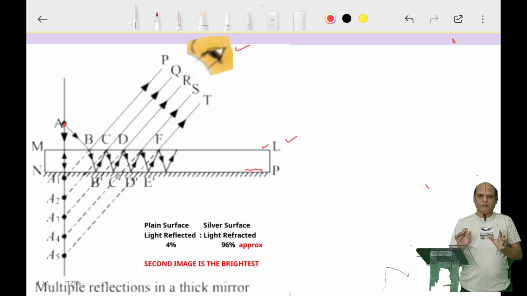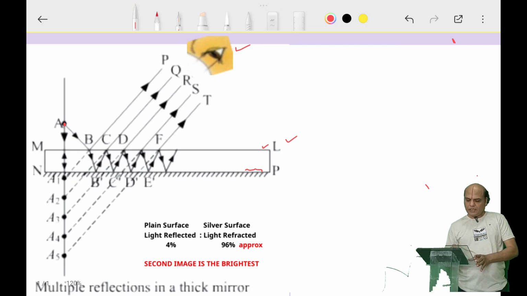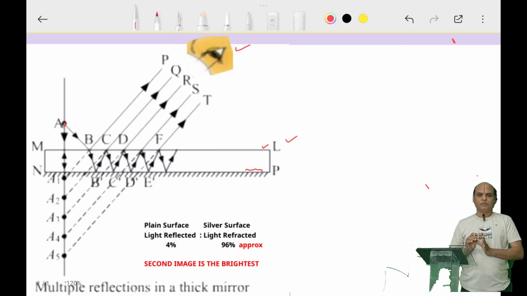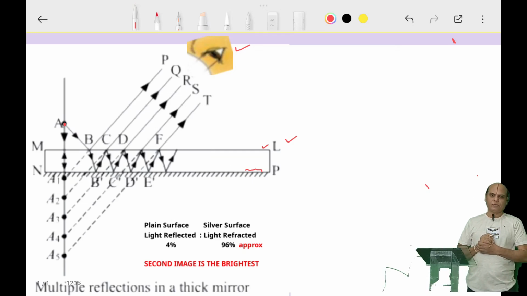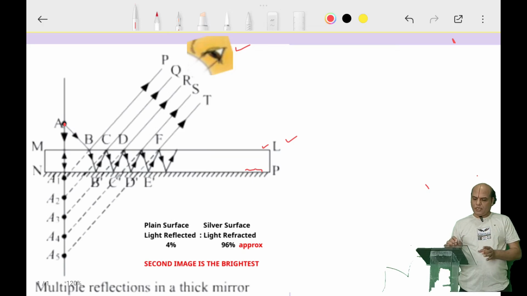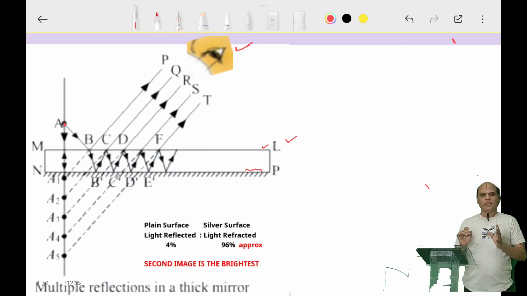Firstly, the observer finds that this illuminated object forms a series of images. They are continuously fading, but for the second image, which is the brightest. So what does the observer observe? For an illuminated object A, while observing obliquely from this position, he can see a series of virtual images which are continuously fading. Among those images, the second image is the brightest. Now why is this happening? Let us see.